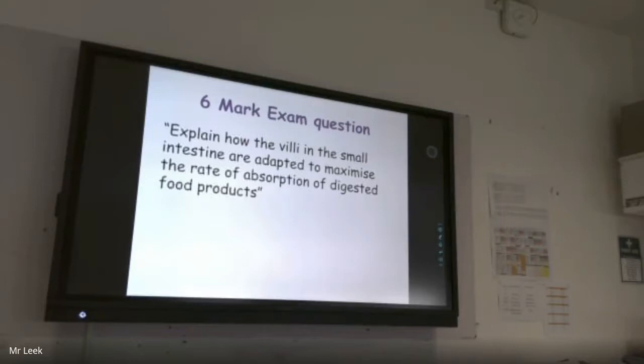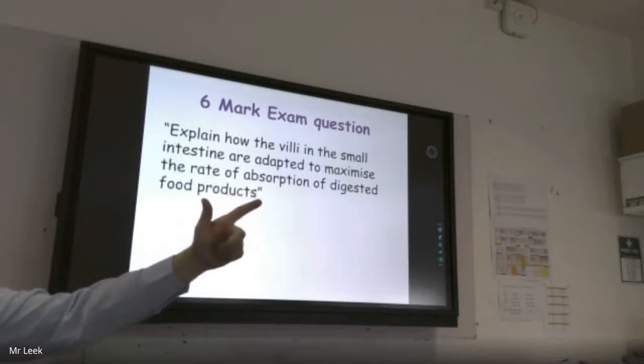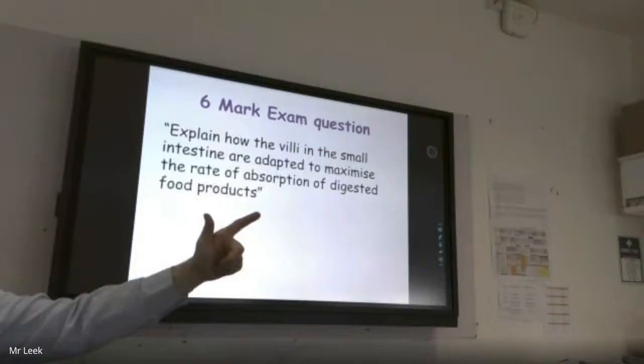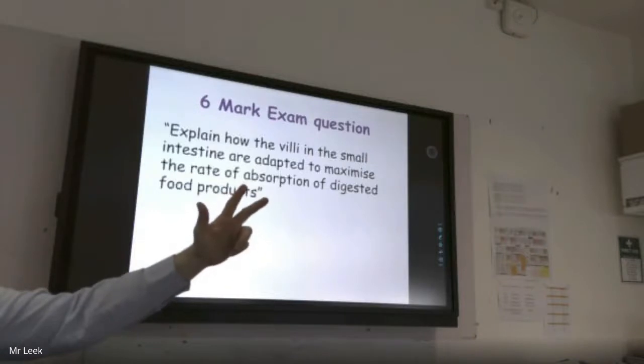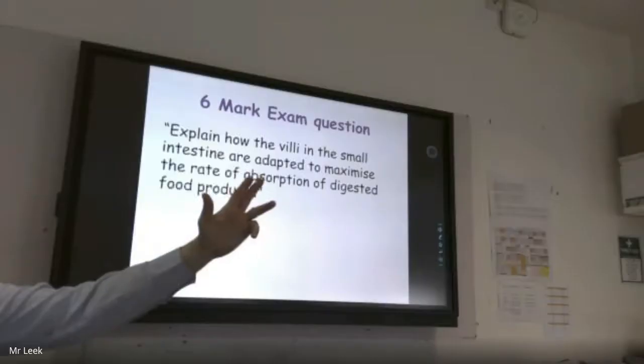Right, Imogen, what do you think the villi, how are they adapted? Well, the villi in the small intestine provide a large surface area. That's one. With an efficient network of capillaries. That's brilliant. Two. They're very thin. Three. They are moist. Moist. That's four.